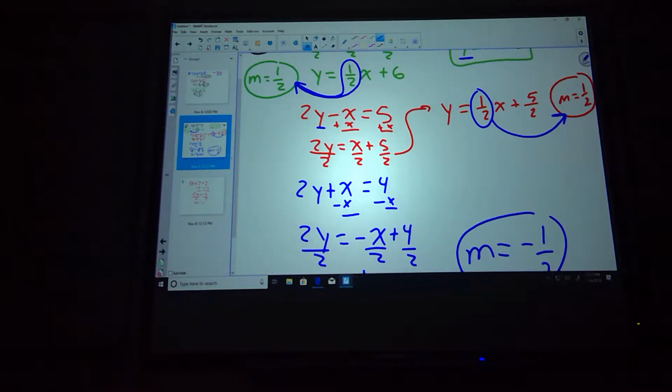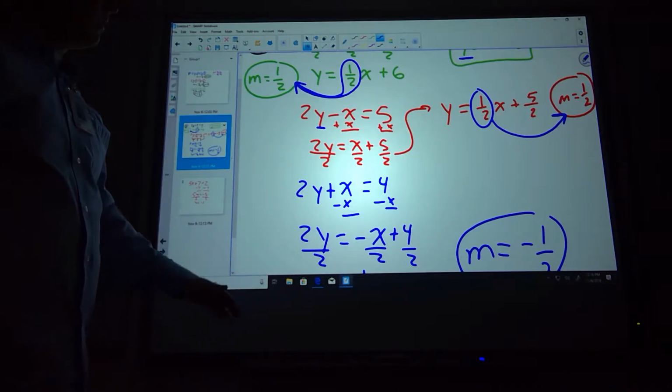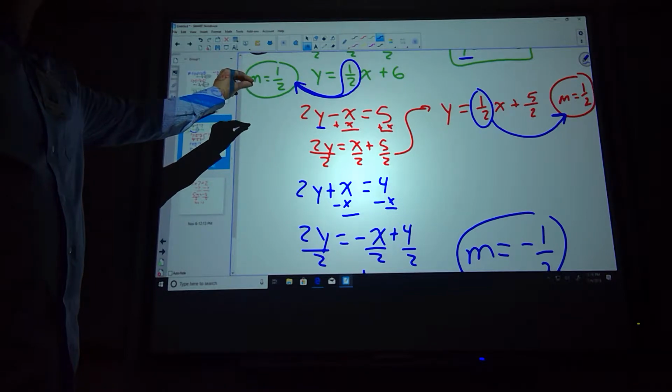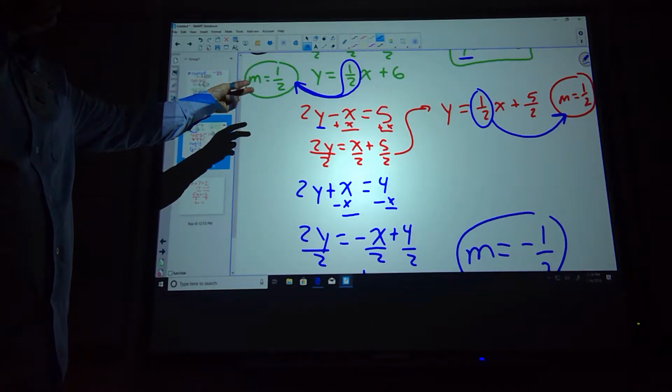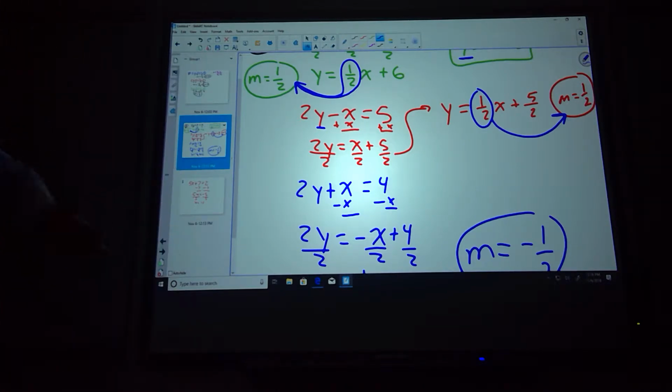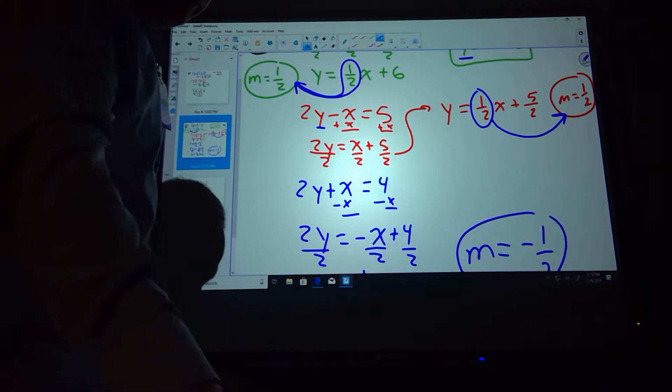Okay. So between the green, the red, and the blue, the green and the red are parallel because the slope is the same. The blue has a completely different slope, so they are two lines that intersect each other, but they are not parallel or perpendicular lines. Okay?